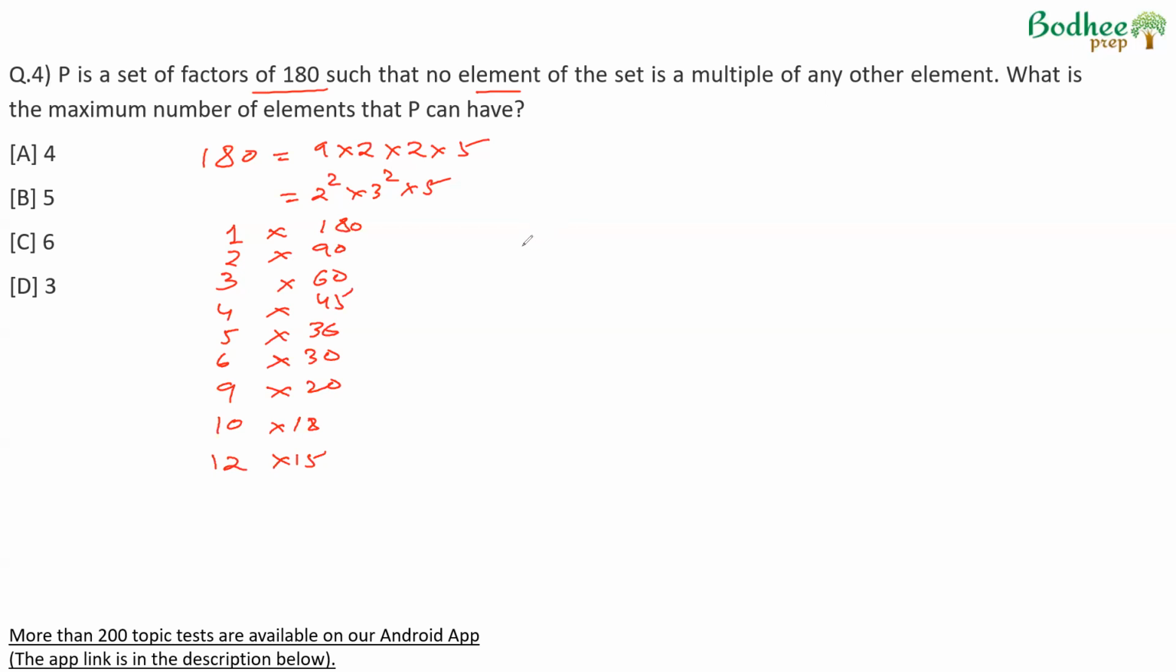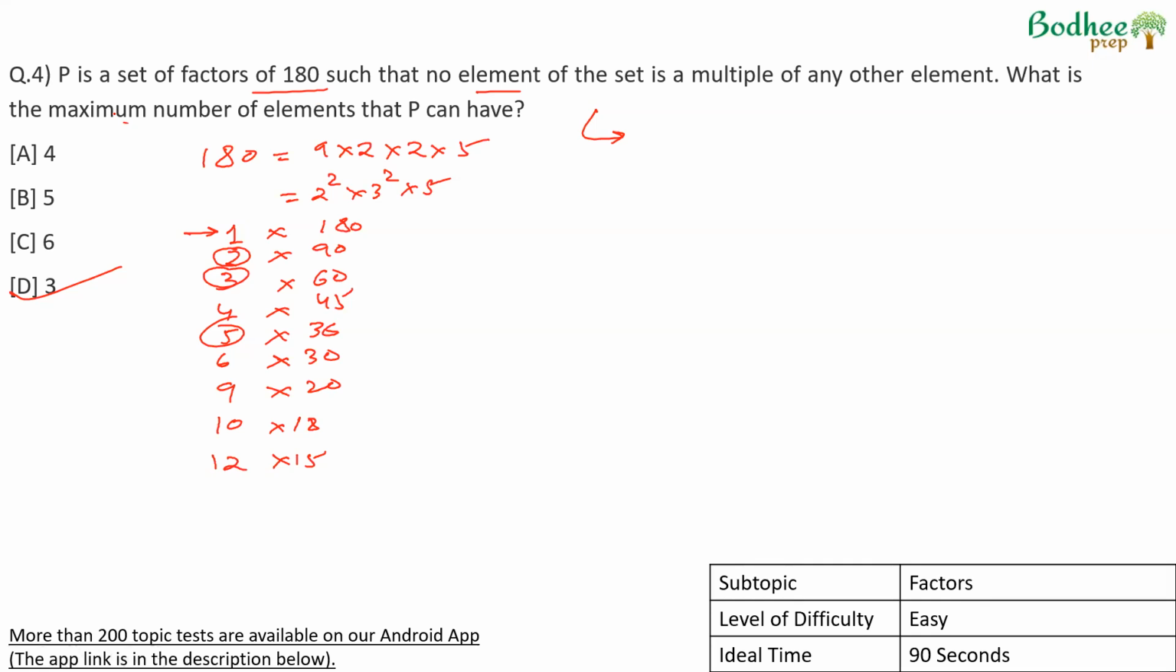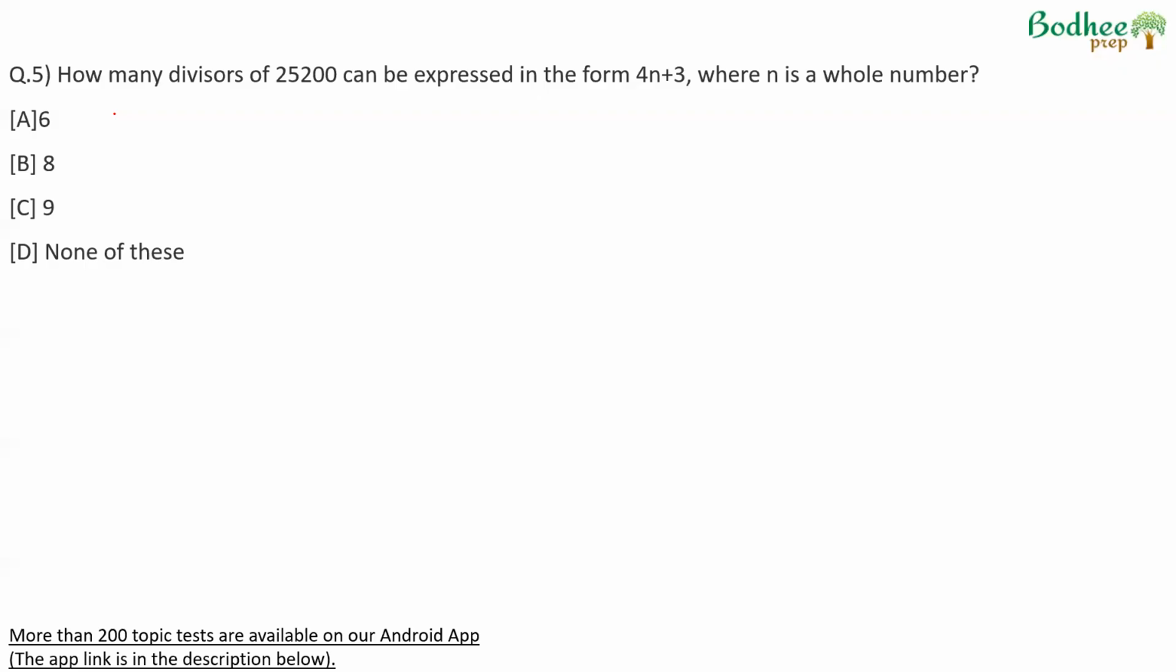Clearly, they will not be composite numbers because composite numbers are multiples of prime numbers. So, we look at the prime numbers simply. And these three numbers, 2, 3 and 5, will be such that they are not multiples of any other number. If we choose any other number, it will be a multiple of 2, 3 or 5. I also cannot choose 1 because every number is a multiple of 1. So, 1 cannot be chosen. Basically, this question is simply finding the prime factors of 180, which is an easy process. All we have to do is factorize and look at the prime numbers that are there. If you've done factors, this is a question that should not be very difficult to solve.